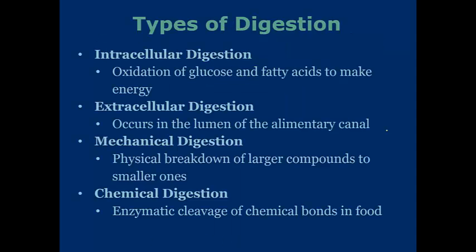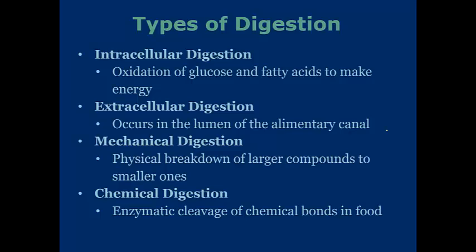There are different types of digestion, starting first with intracellular digestion. This involves the oxidation of glucose and fatty acids to make energy. As the name states, this happens within the cells. However, certain types of digestion occur on the outside of cells, which is where extracellular digestion occurs. This occurs in the lumen of the alimentary canal.